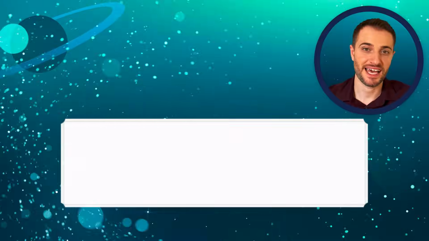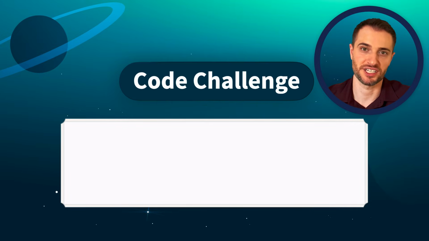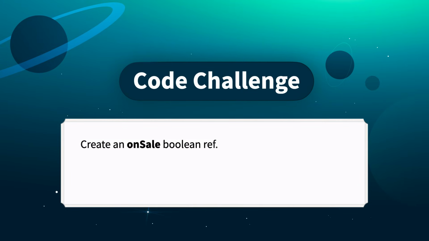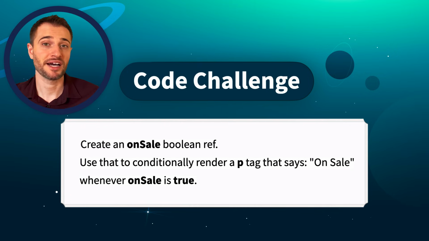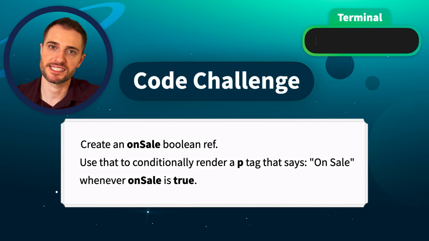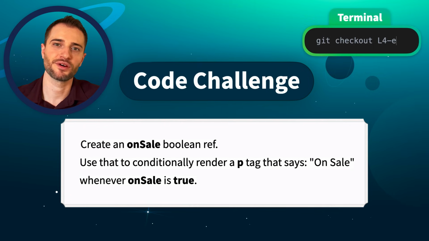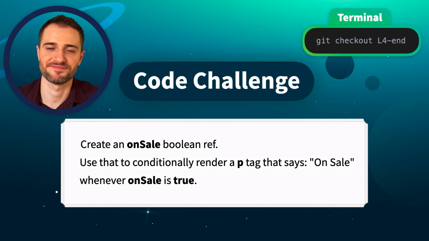So that brings us to the end of this concept and to our coding challenge. Create an on-sale Boolean ref, then use that to conditionally render a p tag that says on sale whenever on sale is true. And a reminder, if you want to check out the ending code for this lesson, you'll want to go to L4-end. See you in the next lesson.